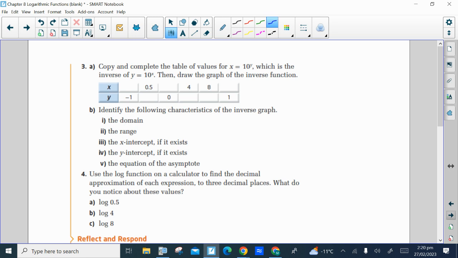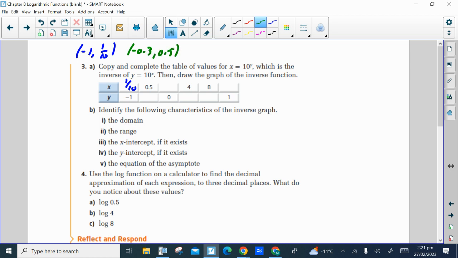So if you refer back to what we did on that first page, the first point we have was negative 1 comma 1/10. The point on the inverse will be 1/10 comma negative 1. You switch the x and y values around. The next point we had in that table was the point negative 0.3 comma 0.5.